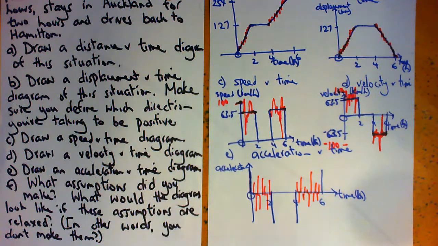So this is what the acceleration versus time diagram in practice could look like once we acknowledge the fact that the velocity is not going to be constant throughout a 2-hour journey.